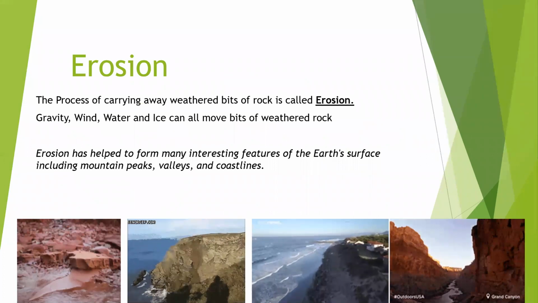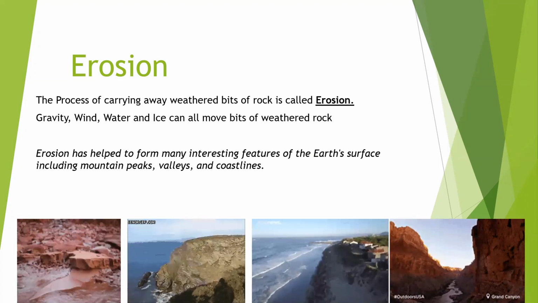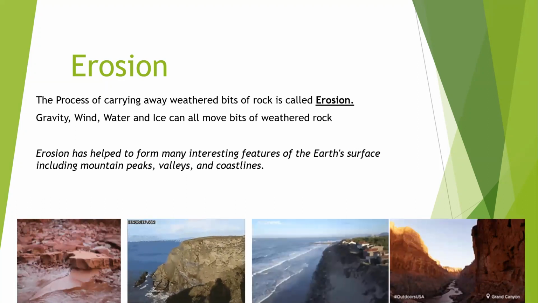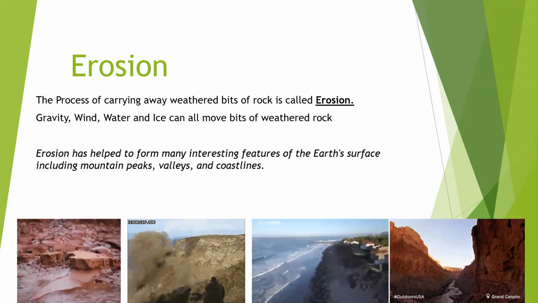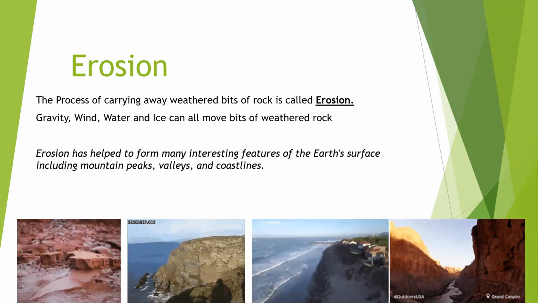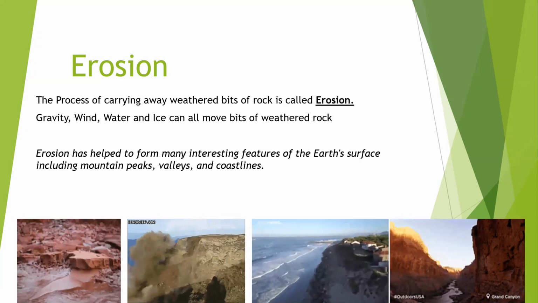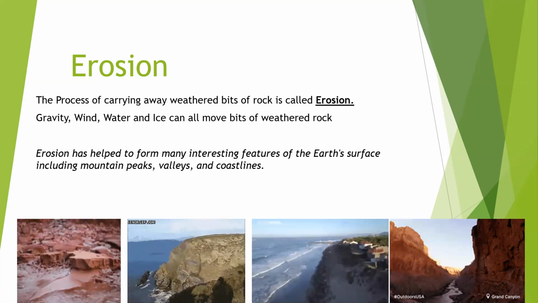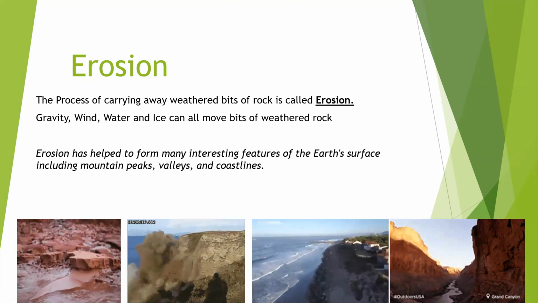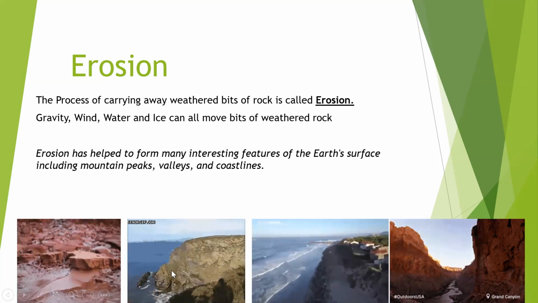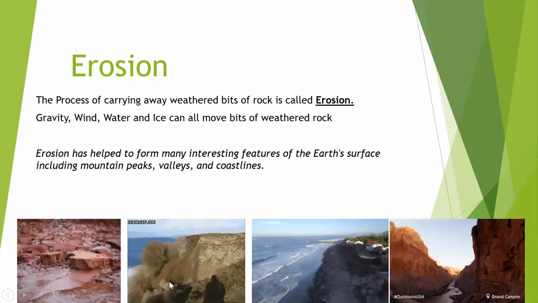Erosion. The process of carrying away weathered bits of rock is called erosion. Gravity, wind, water, and ice can all move bits of rock. Erosion has helped to form many interesting features of the Earth's surface, including mountain peaks, valleys, and coastlines. And so these are all examples of erosion.